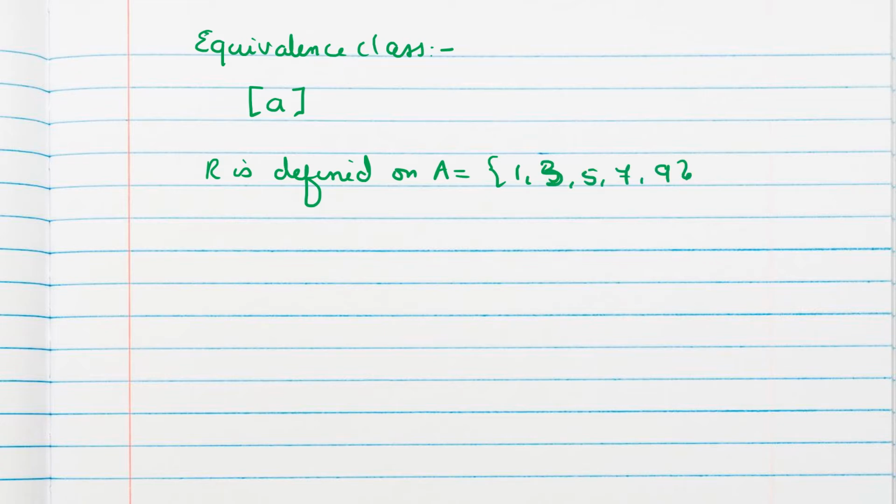Equivalence class we denote by this notation. Okay, equivalence class. For example, suppose R is defined on A, where A is suppose 1, 3, 5, 7, 9. Okay, and your R is defined as a minus b is divisible by 4. And you need to find the equivalence class of 4. So by equivalence class of 4, we mean all the elements which are related to 4. Okay.